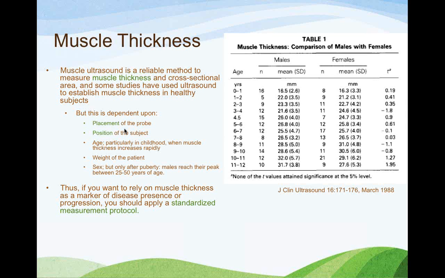It could also change based on the position of the subject. If the subject is pulling on this muscle, it's definitely going to have a smaller cross-sectional area as opposed to the muscle at rest. The age of the patient can affect the size of the muscle because it changes over time. The weight of the patient can affect the size of the muscle, and also sex, but primarily after puberty.